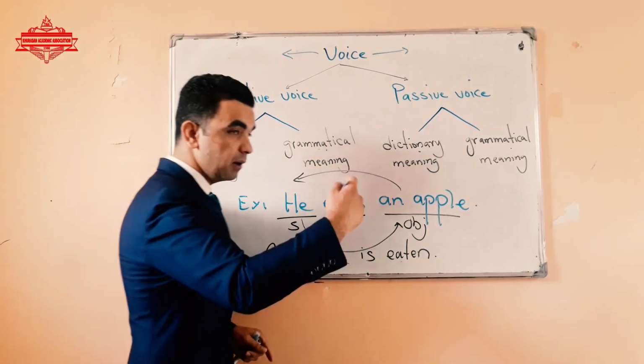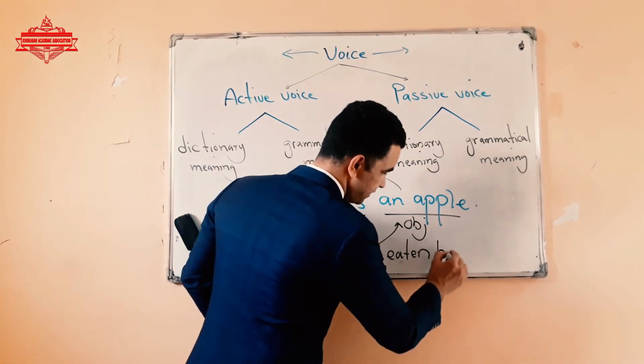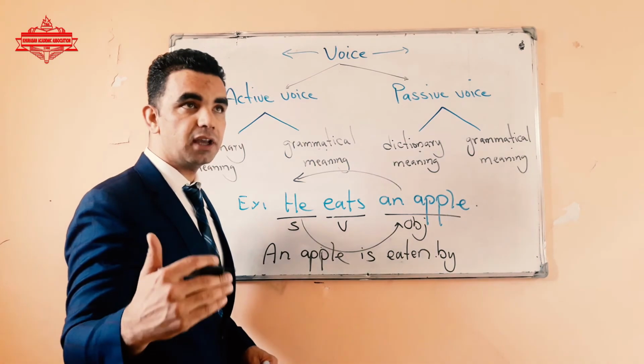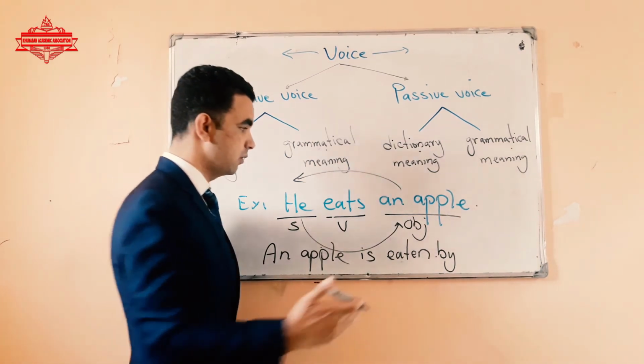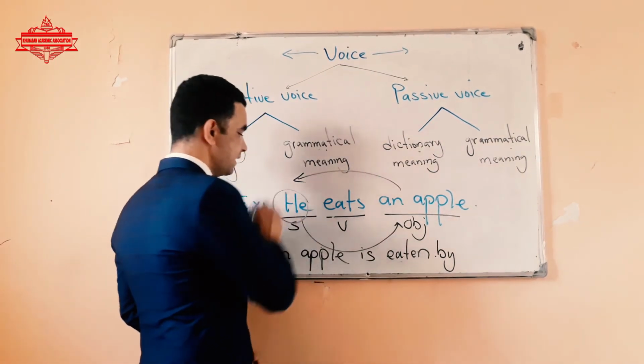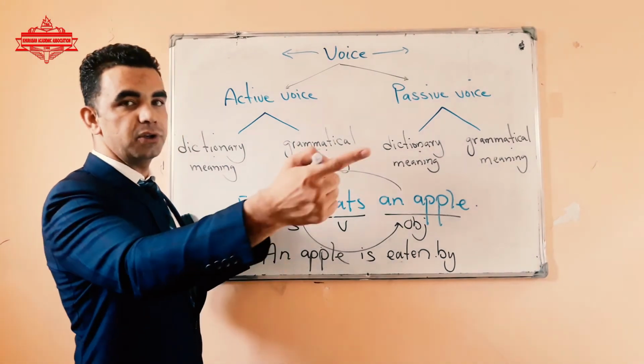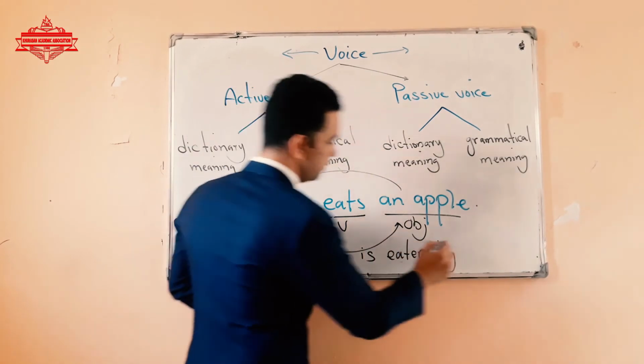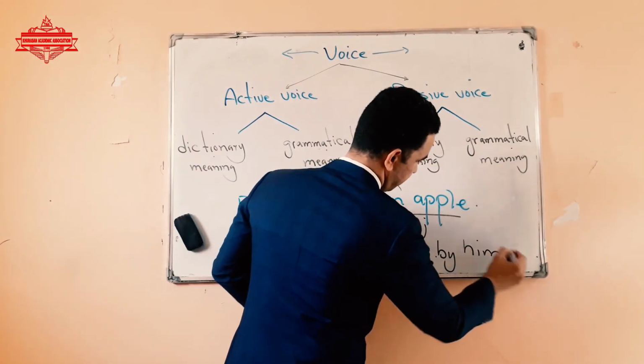So if you want to complete it with the by phrase, again I'm telling you, using the by phrase in passive is optional. By we are using as a subjective form here, but whenever you are using it in passive, it is used as an objective form. He changes to by him.